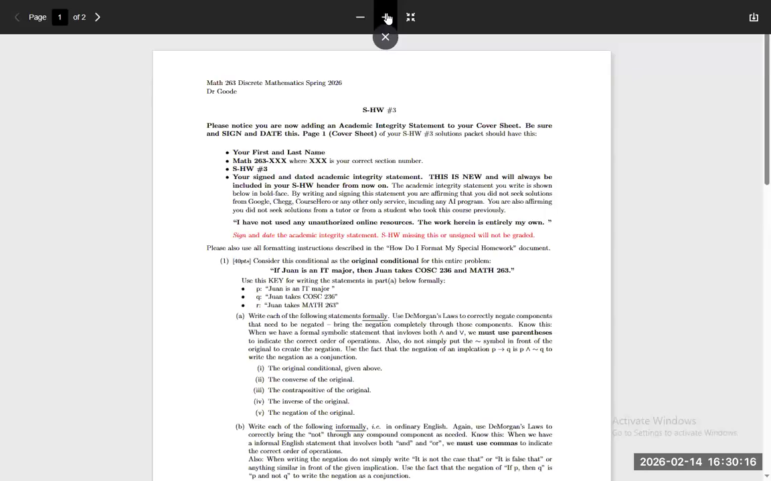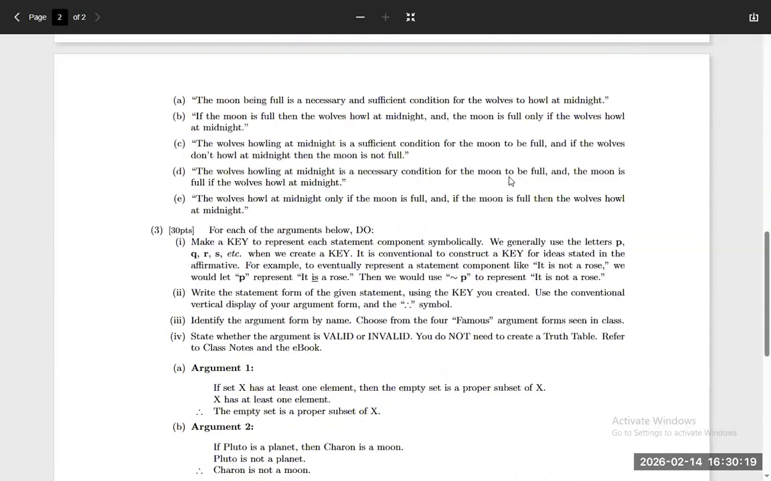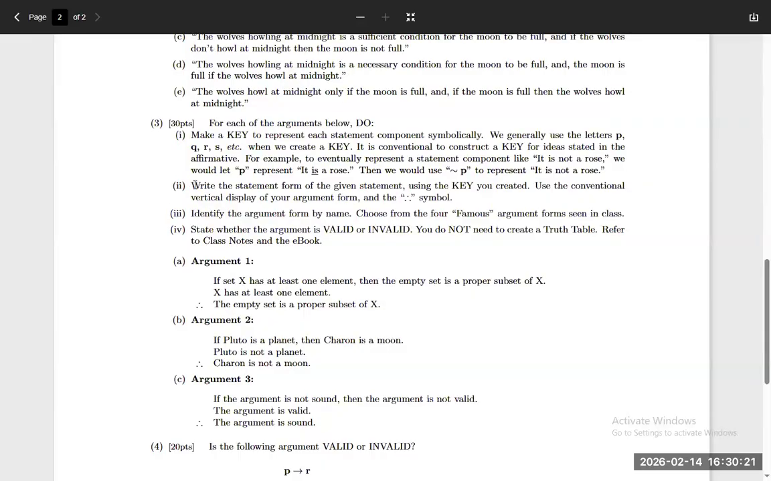Yeah, I agree with you that the wording on the step two instruction, write the statement form of the given statement using, I should have said, write the argument form of the given argument. The argument consists of statements, or I could have said, write each statement form of the given argument. So I'm going to go back and improve that. So thank you for pointing that out.